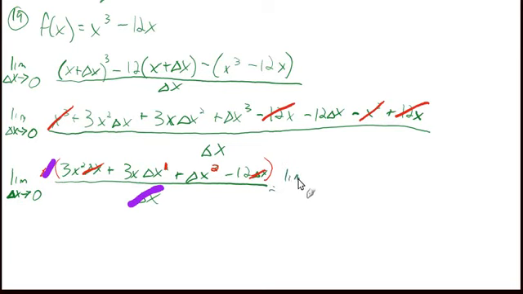Let's look at what's left. It's still the limit as delta x approaches 0 of, now those delta x's have been canceled out, 3x squared, that's all that's left from that one, plus 3x delta x, because we still had one left there, plus delta x squared, minus 12. So now put in 0 for delta x. Nothing happens to this. This puts a 0 in here, which makes this 0. Put a 0 in here, this is 0, and then minus 12.